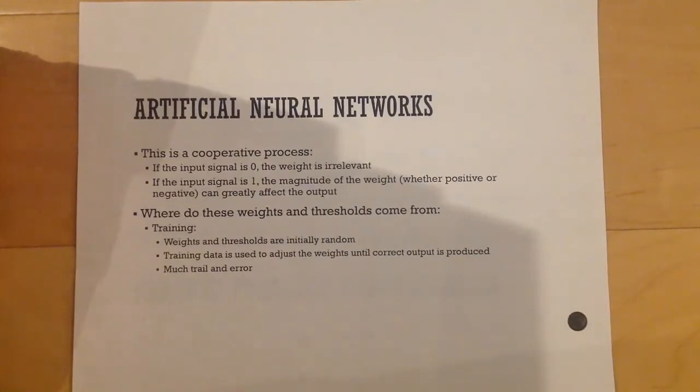Training. Training is giving it tests, feeding in pictures, feeding in whatever you're trying to analyze, and seeing what happens. So the weights and the thresholds can be initially random, and then training data is used to adjust weights until the correct output is produced. And there's lots and lots of trial and error that gets done over and over again to reach a place where it's making the right decision most of the time.